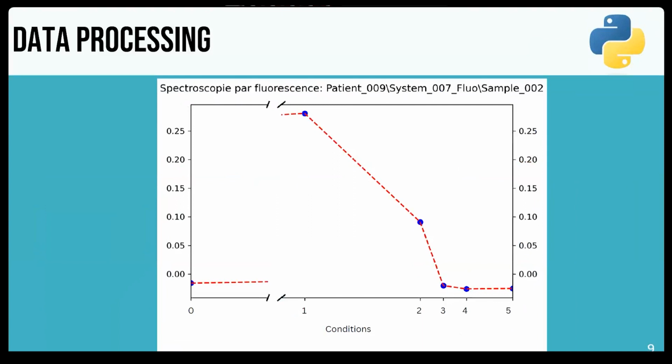Here, for example, condition 0 is before applying the cream. After that, we can notice that after condition 1, when we start to put some light on it, we have less and less protoporphyrin 9 in the skin, which shows that this method is working very well. Even for conditions 3, 4, and 5, it's close to 0. So it's very effective here.